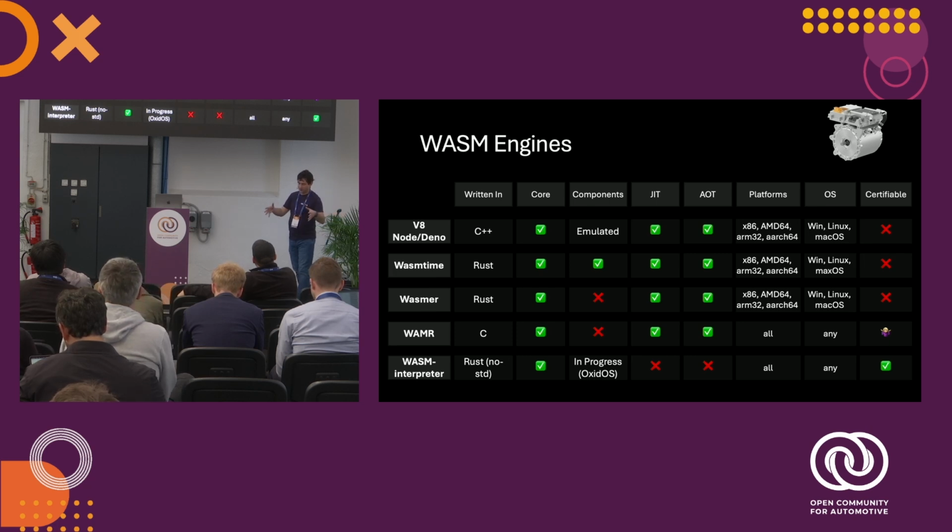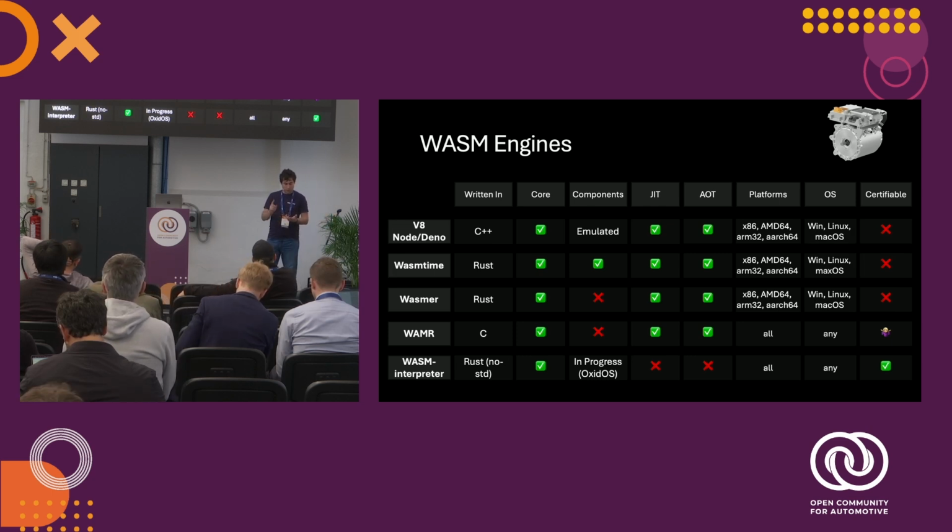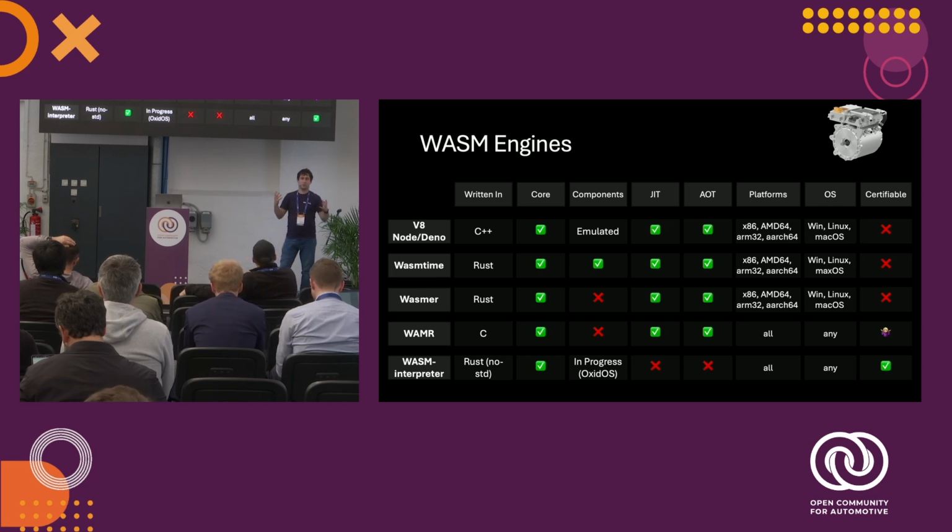The next engine is Wasmtime. Wasmtime is the reference WebAssembly engine for using WebAssembly outside the browser. It's developed for WebAssembly components. So it's written in Rust. It supports the core modules. It supports WebAssembly components out of the box. It JITs. It compiles ahead of time as well, so you can have a binary, runs on big platforms like x86 and ARM, and does need an operating system. And again, no way it can be certified for safety critical because it generates code on the fly.